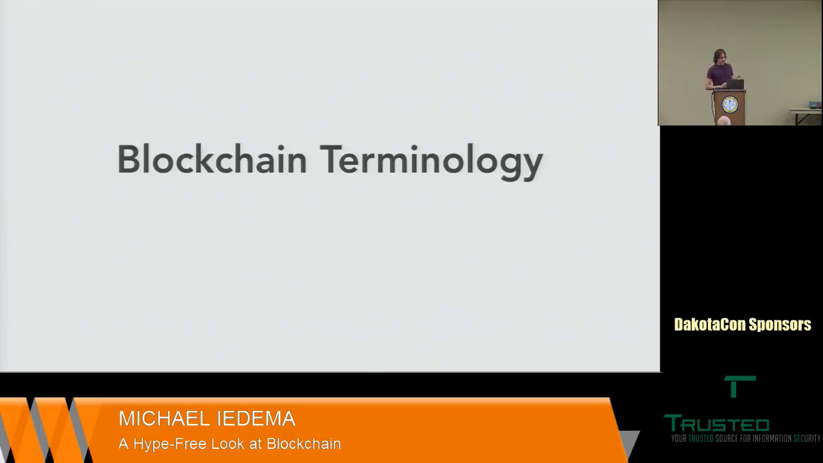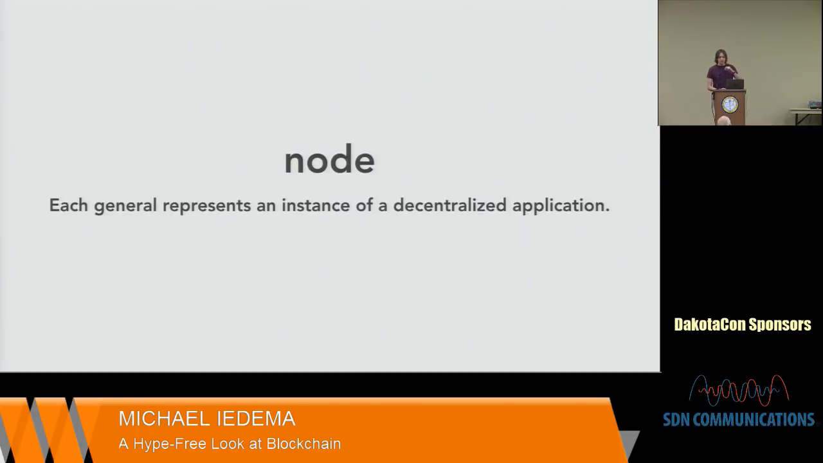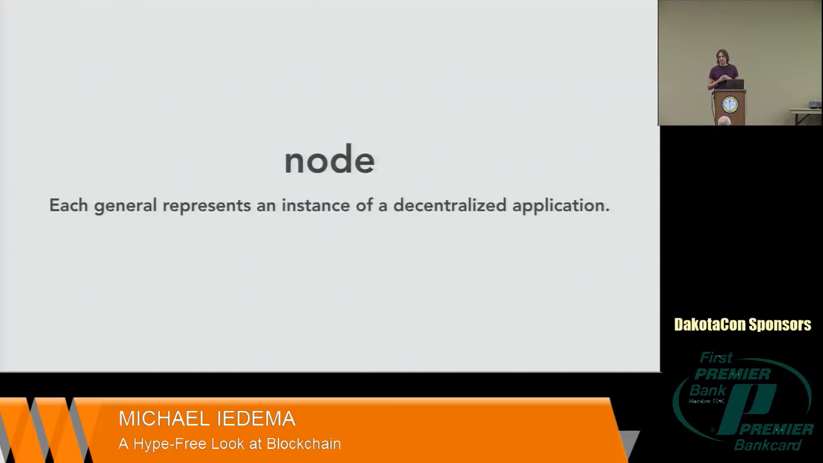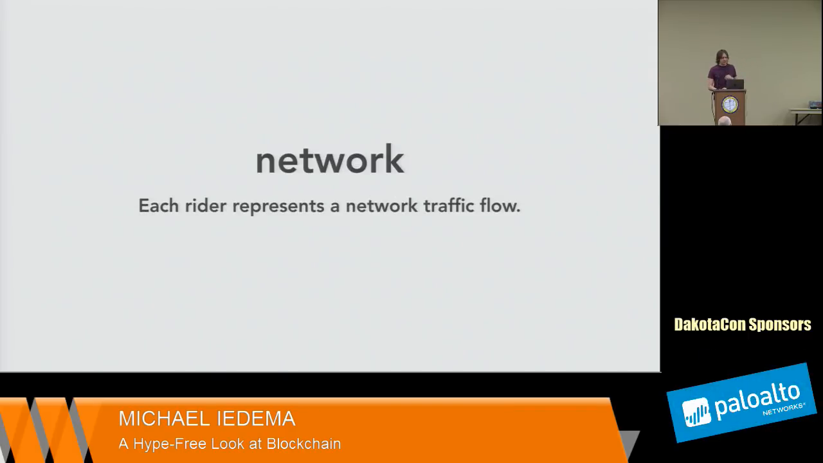So how does that relate to blockchain? It seems a little arbitrary, drawing pictures of horses and carving things into slates. So each general in this analogy is a node on the network. It's an instance of a decentralized application. So it's a piece of software running on your computer. That's the general, sitting there on the network. The network itself is the rider going back and forth.